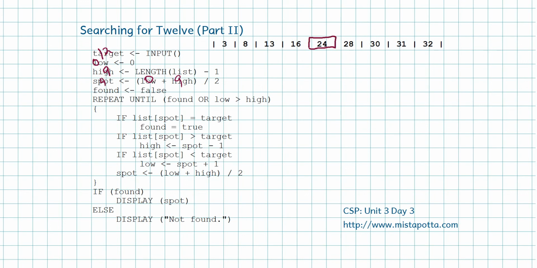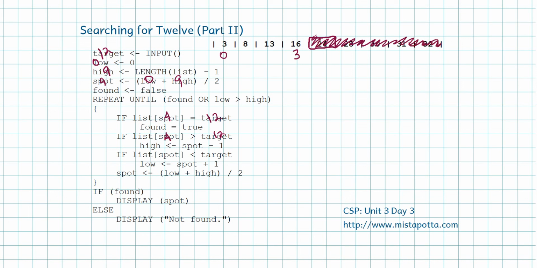So is it in box 4? Is box 4 a 12? No. This is the situation where it's too high. And so the high spot is now going to be 3. So now I'm searching between 0 and 3. This is exactly the same as it was before.